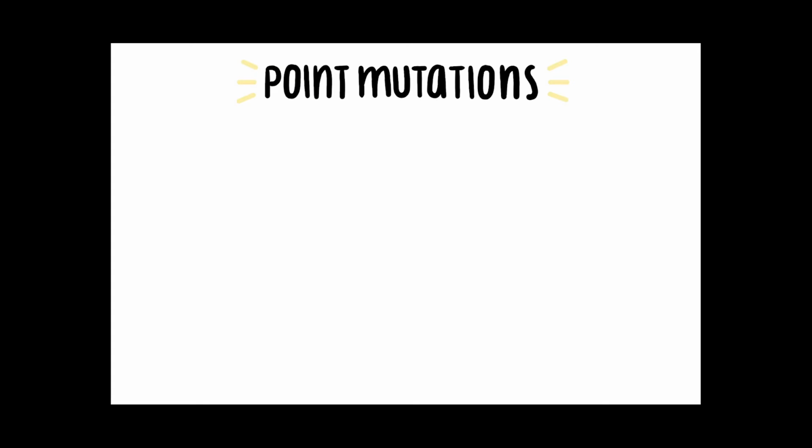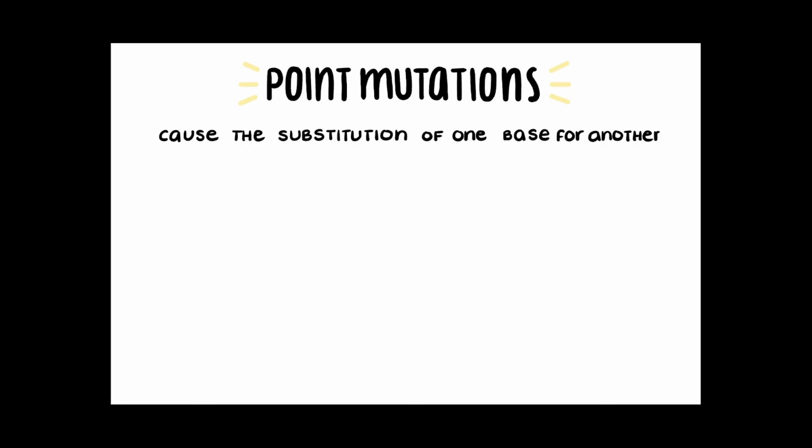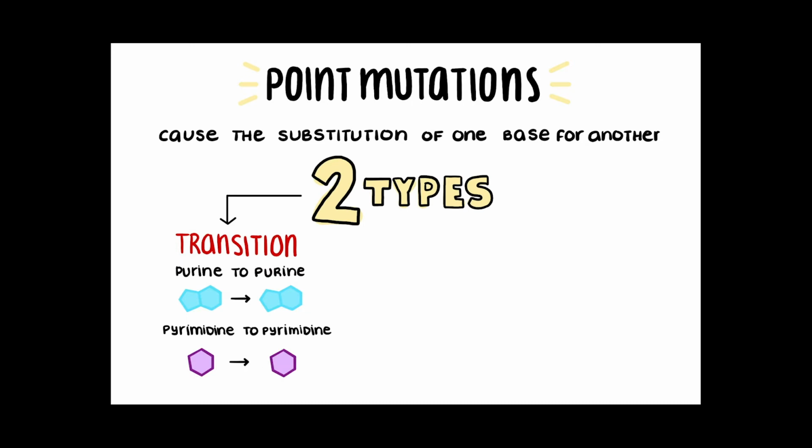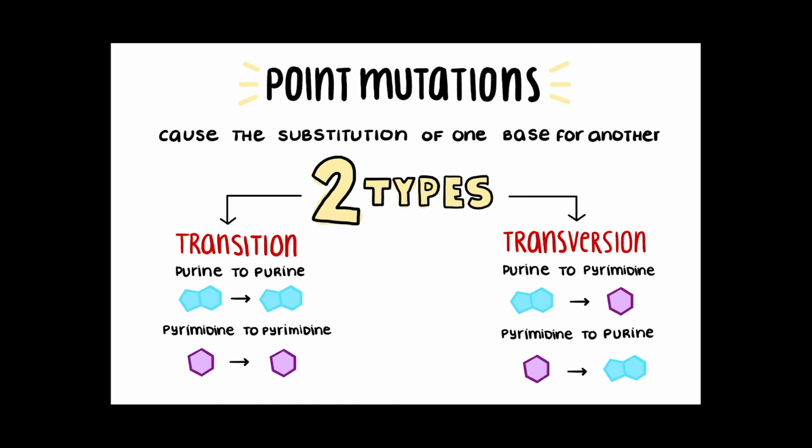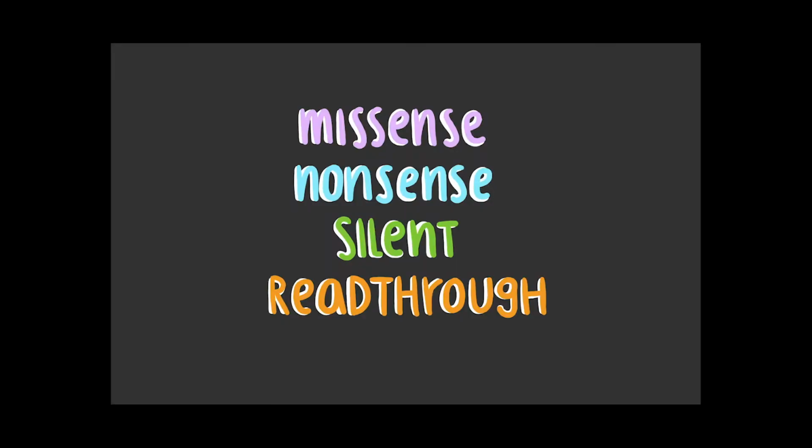These cause the substitution of one base for another. Here we have 2 types. Transition, which changes a purine to a purine and a pyrimidine to a pyrimidine, and a transversion, which changes a purine to a pyrimidine and a pyrimidine to a purine. Point mutations also have different effects which can be classified as missense or non-synonymous, nonsense, silent or synonymous, and read-through.